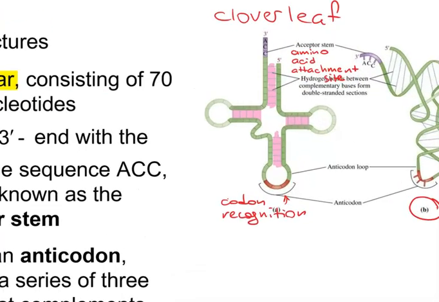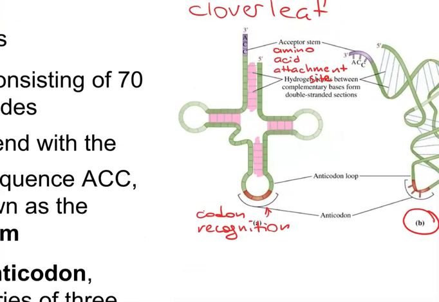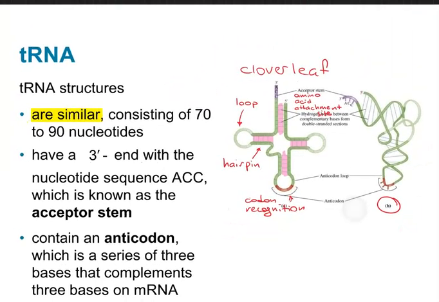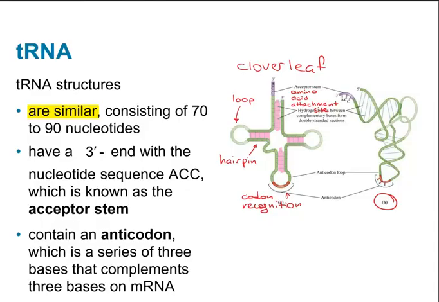Just FYI, in terms of structure naming, this intramolecular double-stranded part is often called a hairpin. And guess how this is called? It's a loop. So you're basically seeing here 3 hairpin loops and 1 just hairpin.